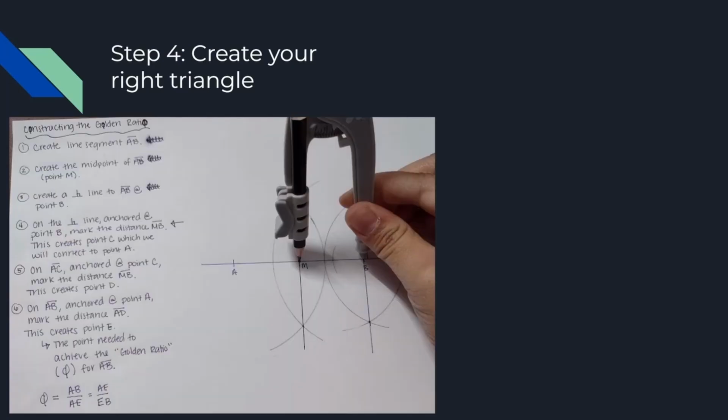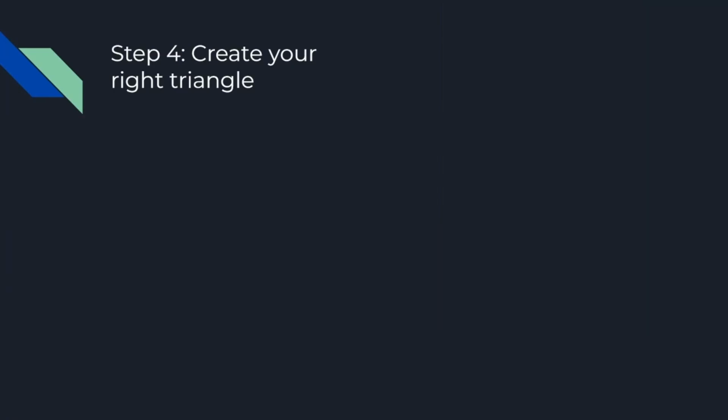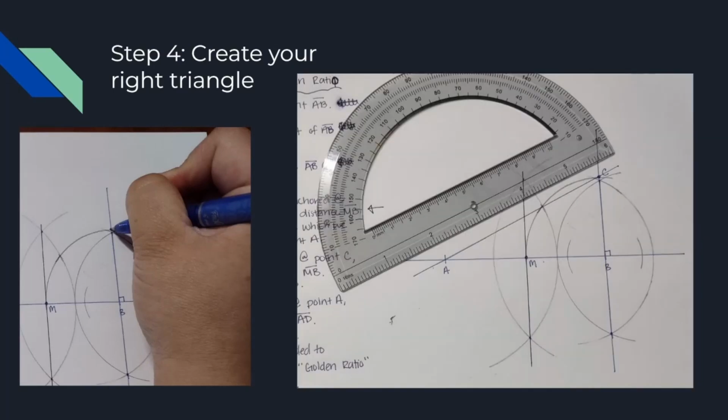Step 4 is constructing a right triangle, but the third point of the triangle must be the same distance as half the line segment of AB, which is the large side of the triangle. So use your compass to measure the distance from M to B. Then, anchoring your compass on B, draw the arc to intersect with your perpendicular line. We'll label this point C, and now connect A and C with a straight edge to complete your right triangle.